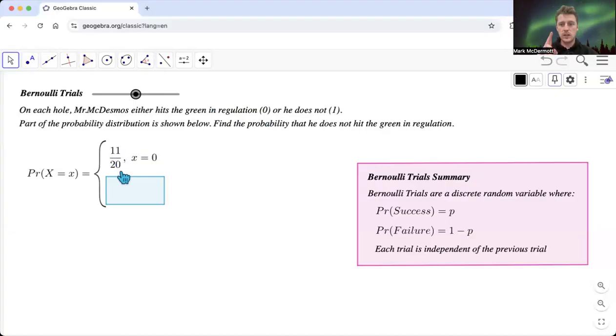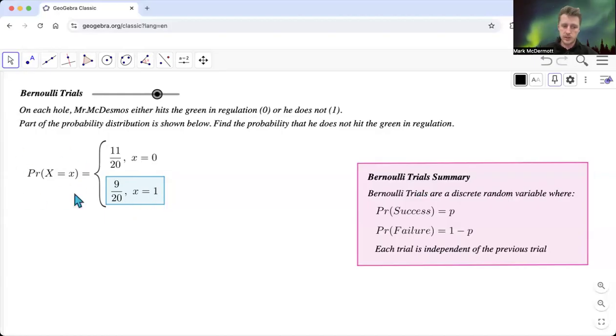Given that it has to happen or it doesn't, I encourage you to think about what the probability of not hitting the green will be. I'm hoping you would agree that it has to be 9 on 20, because the probability of success is 11 on 20. So the probability of failure is 1 minus 11 on 20, which is 9 on 20. So that's for X equals 1.